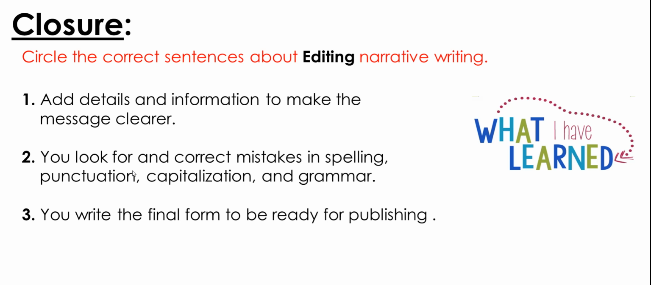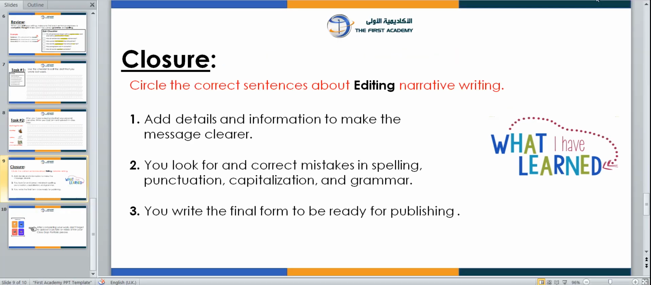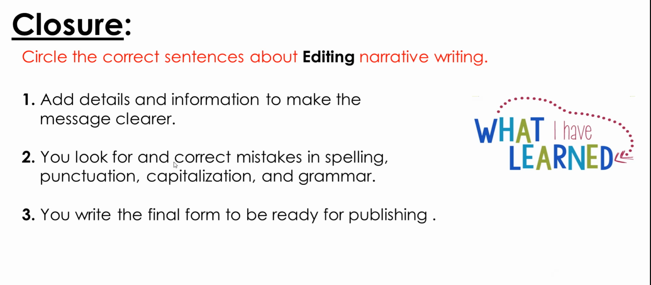Now, for closure, we have to circle the correct sentences about editing narrative writing. So let's see. Number one, add details and information to make the message clearer. Sorry, that was last week when we did revise. Number two, you look for and correct mistakes in spelling, punctuation, capitalization, and grammar. That's for number two.